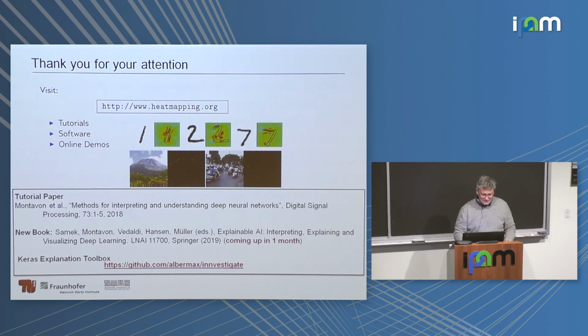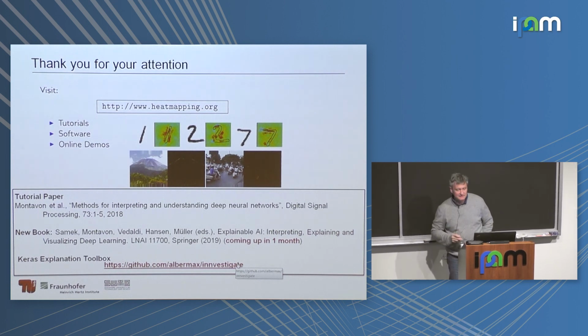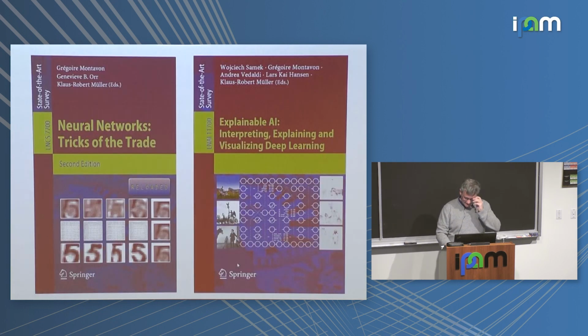So you can get some tutorial. There's actually a new book that is out. So it's an old slide. And there's software that is quite popular these days. So you can just use it. And basically, it runs on Keras. But there's also some PyTorch version being done. So this is now the explainable AI book that we have.